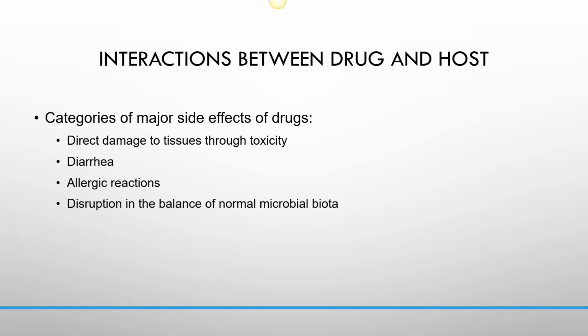Categories of major side effects of these drugs: direct damage to tissues through toxicity, diarrhea, allergic reactions, and disruption in the balance of the normal microbial biota. With diarrhea, a lot of times you wipe out the good guys and you have the overgrowth of the bad ones that end up causing the diarrhea. Allergic reactions: a lot of people are allergic to different types of antibiotics, and allergies mean that now we have to find alternative antibiotics to treat the patient with.